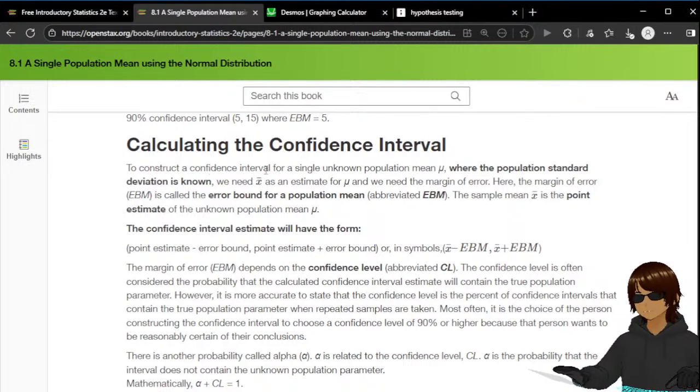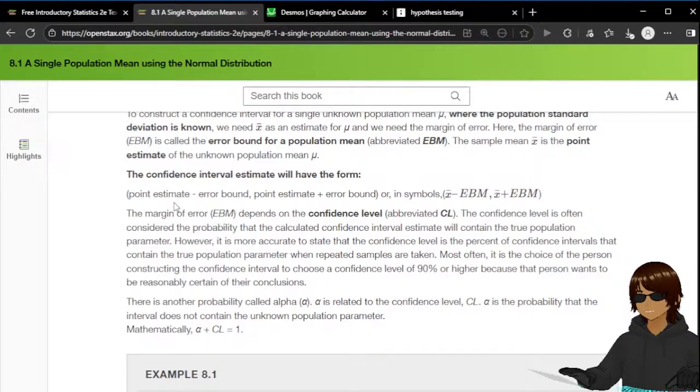To construct a confidence interval for a single unknown population mean mu, where the population standard deviation is unknown, we need x bar as an estimate for mu. We need the margin of error. Here, the margin of error EBM is called the error bound for a population mean. The sample mean x bar is the point estimate for the unknown population mean mu. The confidence interval estimate will have the form point estimate minus error bound, point estimate plus error bound.